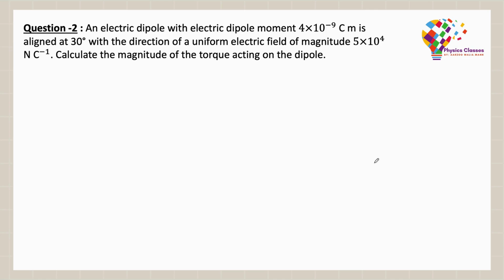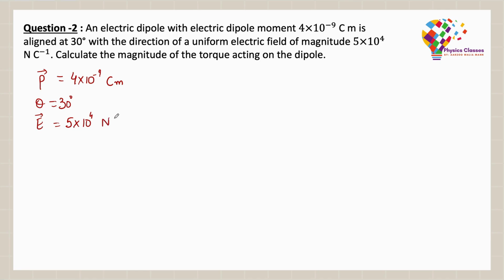Okay, so that's all about the electric dipole in a uniform electric field. Now let us move on to another question. It says that an electric dipole with electric dipole moment 4 into 10 to the power minus 9 coulomb meter is aligned at 30 degrees. So the dipole moment is 4 into 10 to the power minus 9 coulomb meter, it makes an angle of 30 degrees, and the value of the electric field is 5 into 10 to the power 4 newtons per coulomb. We have to find the magnitude of the torque.